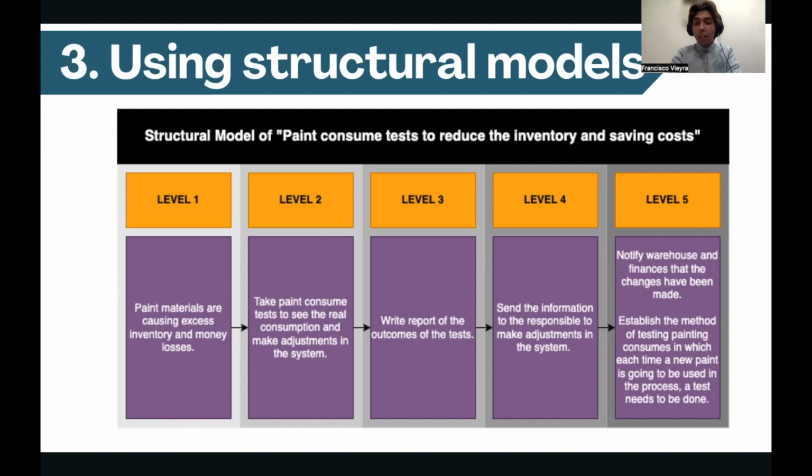The fourth level is to send information to the responsible people to make adjustments in the systems. And the fifth level is to notify warehouse and finances that the changes have been made and establish the method of testing paint consumption, in which each time a new paint is going to be used in the process, a test needs to be done.